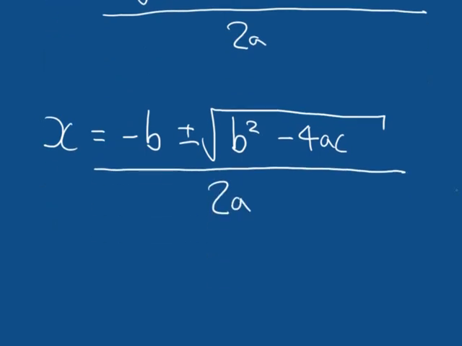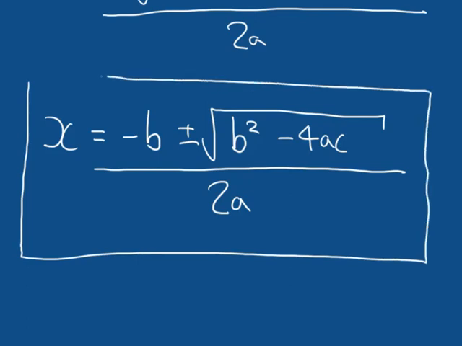So this is the important guy. This right here is the equation that we use, the formula that we use for getting the value or values of x in order to solve an equation in the form ax squared plus bx plus c is equal to 0.